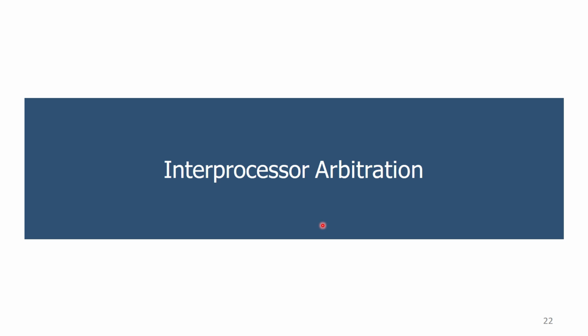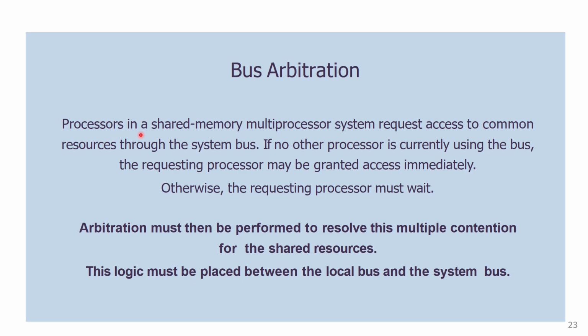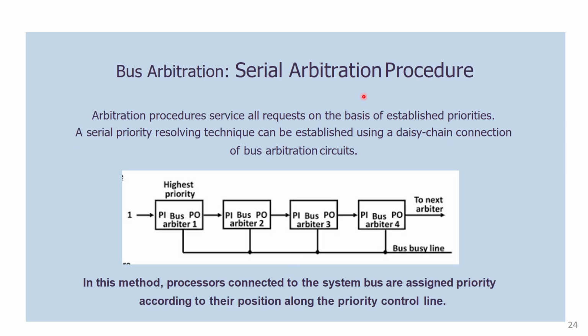Interprocessor arbitration. The processors in a shared memory multiprocessor system request access to common resources through the system bus. If no other processor is currently using the bus, the requesting processor may be granted access immediately. The bus is shared here, and it can be used by a processor if no other processor is using it. So arbitration must then be performed to resolve this multiple contention for the shared resources. When there are shared resources, this contention has to be handled carefully, using different methods. One of the methods is the serial arbitration procedure.